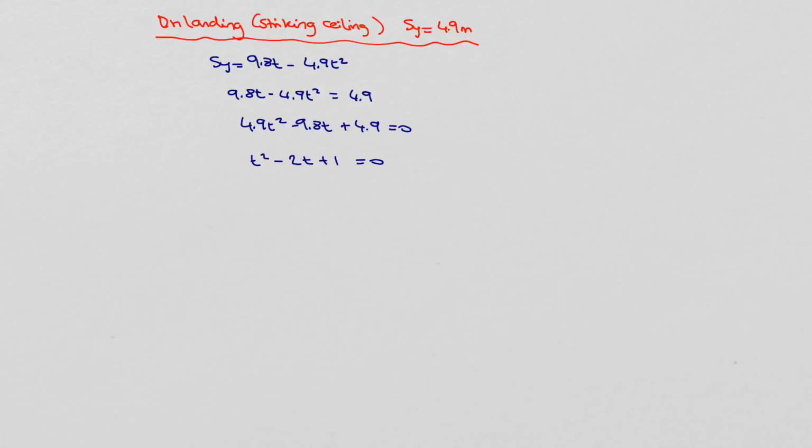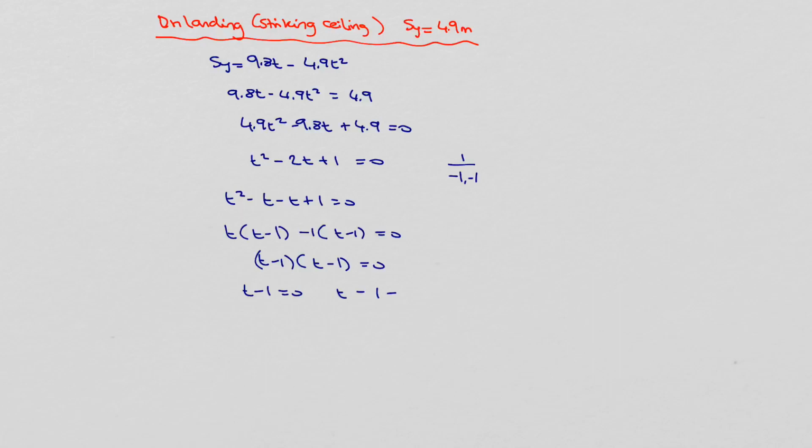But if you do divide across by 4.9 there, what you'll end up with is a nice little quadratic where our factors that multiply to give us 1 and add to give us minus 2 must be minus 1 and minus 1. So by solving our quadratic there, we end up with t minus 1 squared, or t minus 1 is equal to 0. And therefore, we only end up with one value. t must be equal to 1 second. So in other words, this is our time of flight.